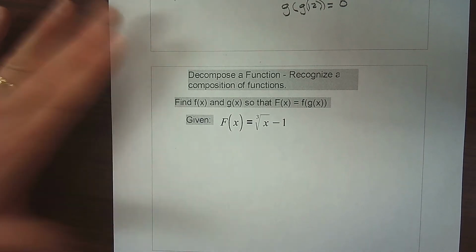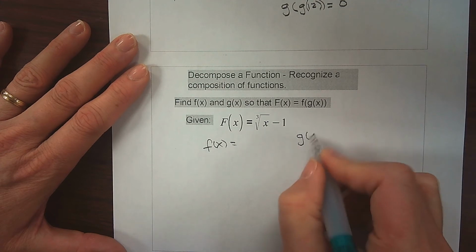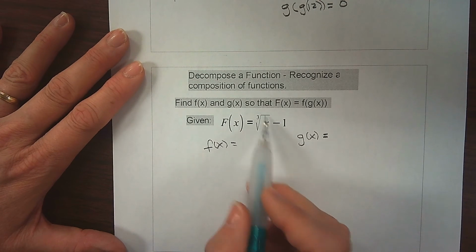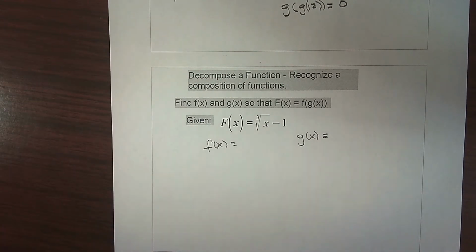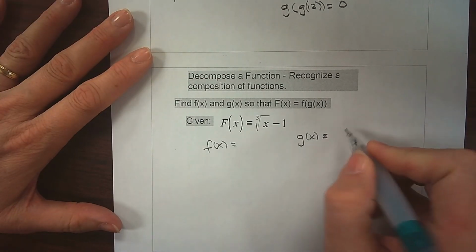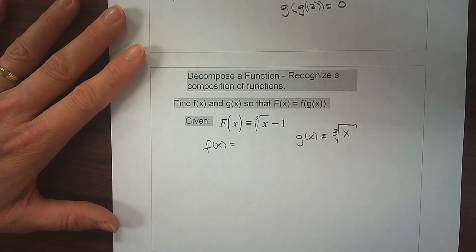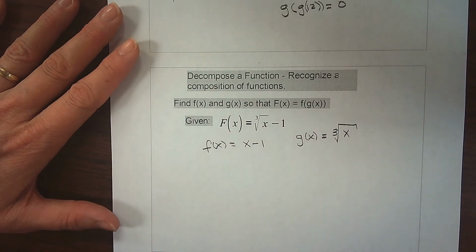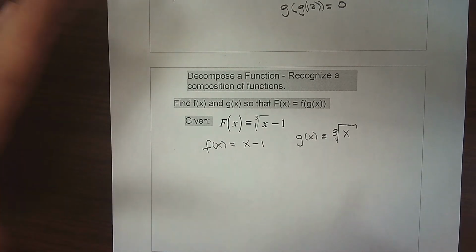Okay? So I think the easiest way to do this is to just pick some things and give it a try. I noticed that there is something that's cube rooted here, and I also noticed that there's some expression that has 1 subtracted from it. So maybe I'll try something like, what if I let g of x be the cube root of x, and then what if I let f of x equal x minus 1? Now, sometimes folks will give this a try and they'll reverse the order of them accidentally.